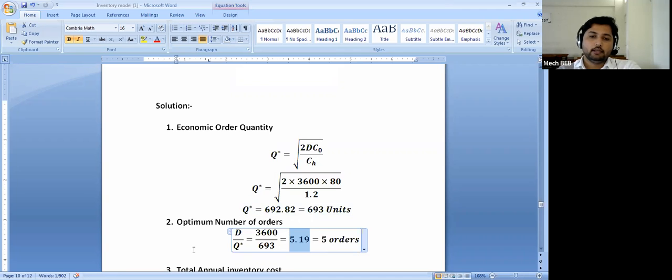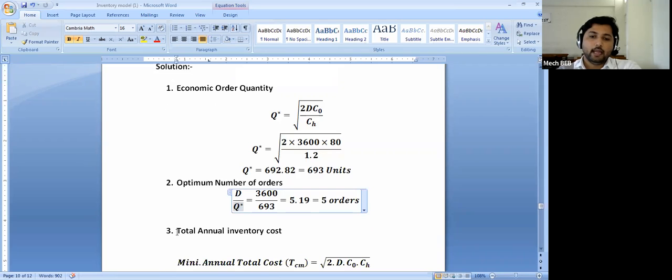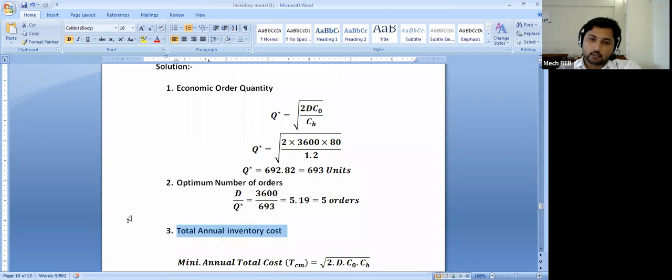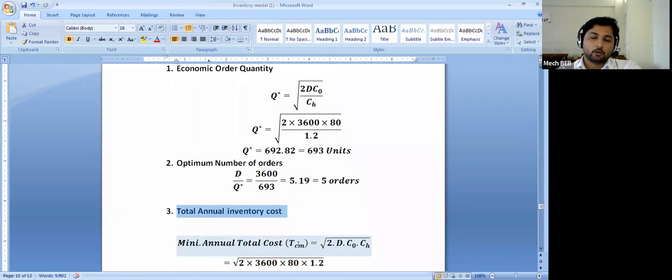The third unknown is to determine the total annual inventory cost. एक साल में इन्वेंट्री के लिए आपने कितना खर्च किया? That will be the minimum annual total cost, because we are going to consider the economic order quantity. So the total annual inventory cost becomes the minimum annual total cost. Annual total cost is represented as T suffix C, and minimum annual total cost is represented as T suffix CM.